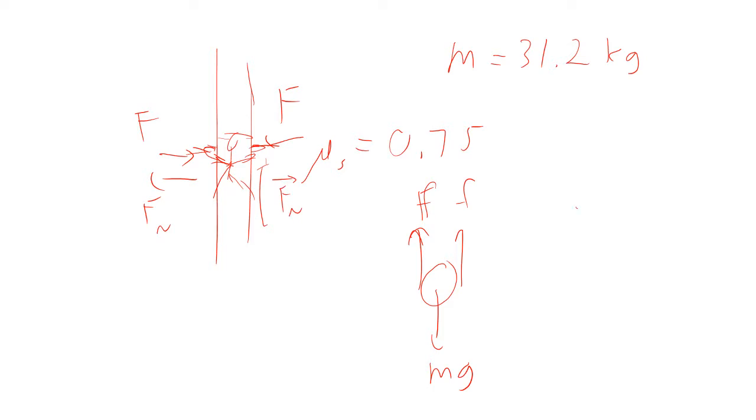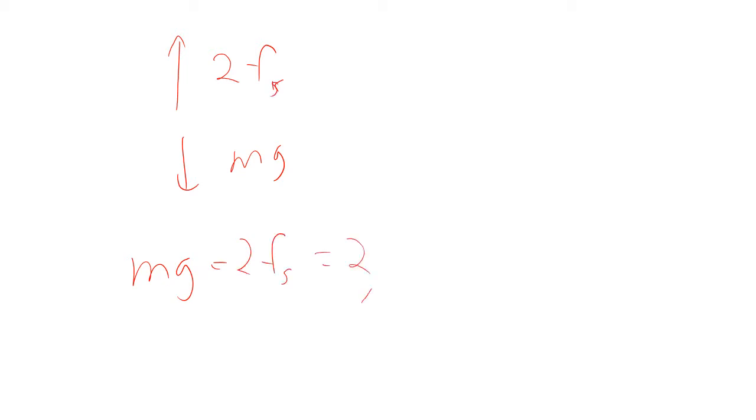And so we know that the static friction, the max it can be, is equal to mu sub s times the normal. Okay. So what we have is this equilibrium condition. So force up has to equal force down. So the force up is 2 friction forces. The force down is mg, so mg equals 2 of the static frictions. So that's 2 times mu sub s times the normal.